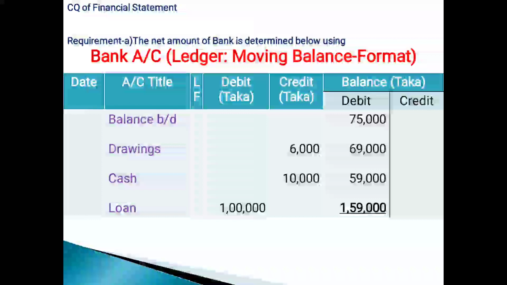Dear learners, I think you have understood the net amount of bank and how to calculate it. You can use this format for the running balance format of the bank account. Now we can go for solving requirement B.